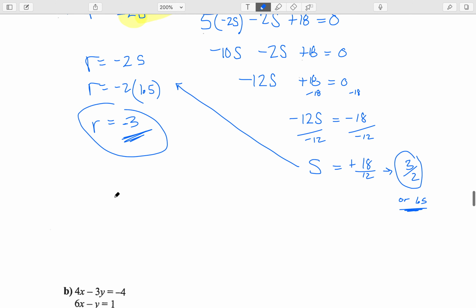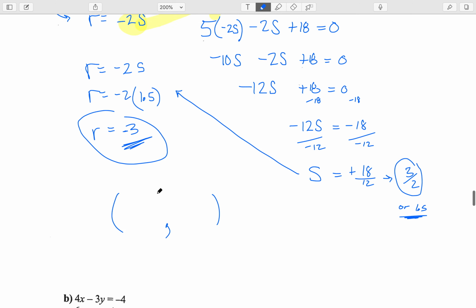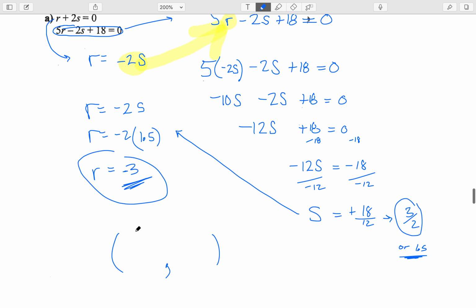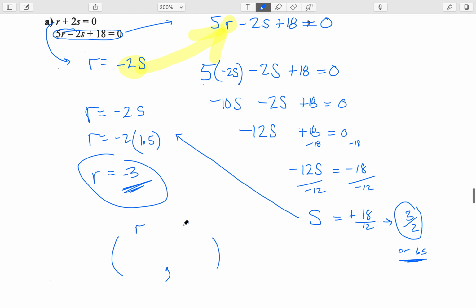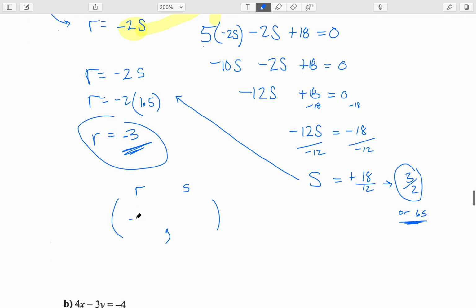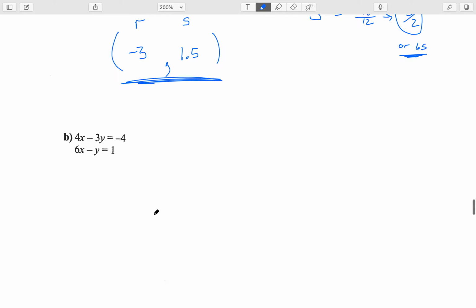Now, quite often, if they give it to you as in like an X and Y coordinate, they usually do them alphabetically. A, B, C, D, F, G, H, I, J, K, L, M, N, Q, R, S, T, U, V, W, or Q, R, S. So I'm going to put the R first. Minus 3, and then 3 over 2. Or you can say 1.5. Same thing. You know what? If you're not sure, just put R and S above so we know which is which.